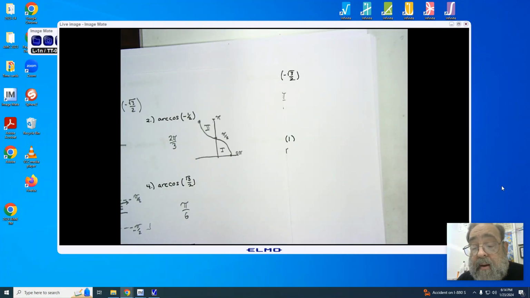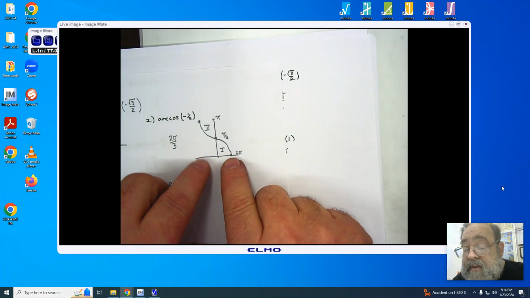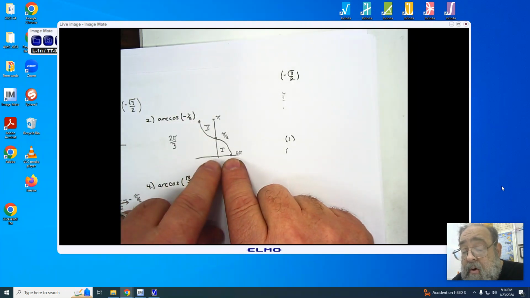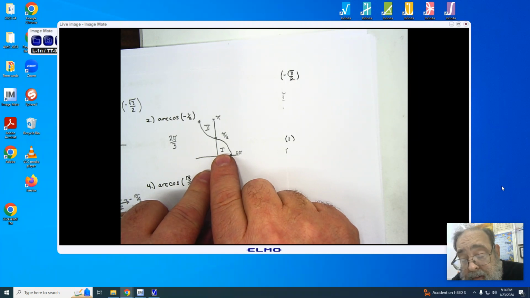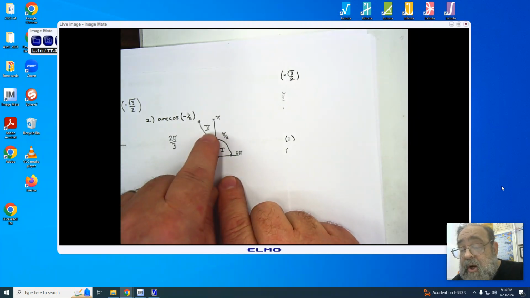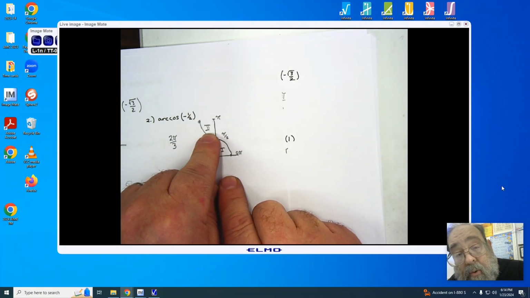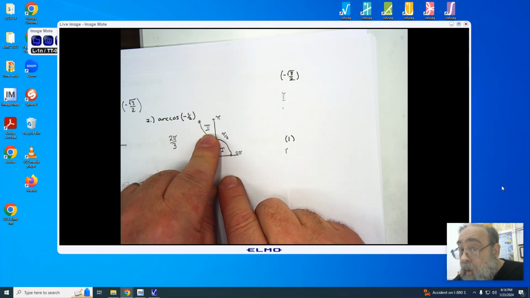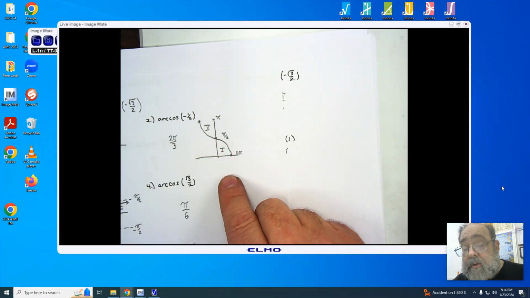Arc cosine, the implied domain, is between 0 pi and pi. So if I have a positive ratio, it's going to be in quadrant 1. If I see a negative ratio, it's going to be in quadrant 2. I never use the third and fourth quadrant answers. I never use the negative quadrant 1 answer with an arc cosine.